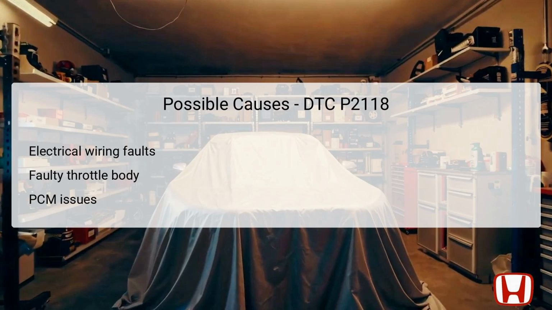Furthermore, a faulty throttle body itself can directly result in performance issues, limiting the actuator's ability to adjust and regulate engine airflow. Another possible cause involves issues with the PCM, which coordinates various engine functions. If the PCM fails or operates inconsistently, the overall performance of the throttle actuator may be compromised.